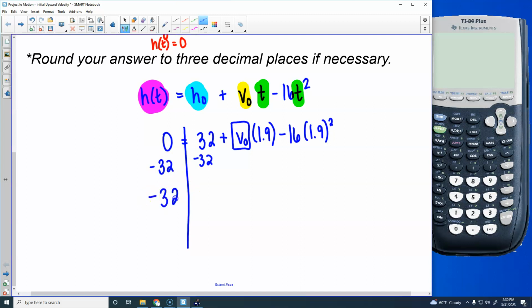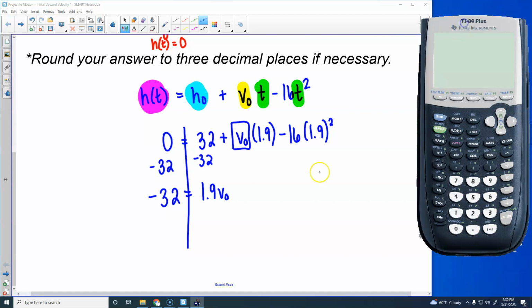While I'm doing that, I don't like v sub 0 times 1.9 because we usually put the number first in the variable, so I'm going to write it this way, 1.9 times v sub 0. And all of this stuff, 16 times 1.9 squared, that doesn't have any variables in it, right? So is it okay if I just type that into the calculator right now and get a number? So 16 times 1.9 squared is going to give us 57.76.